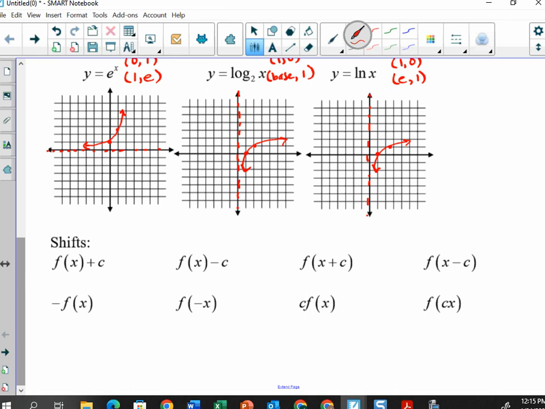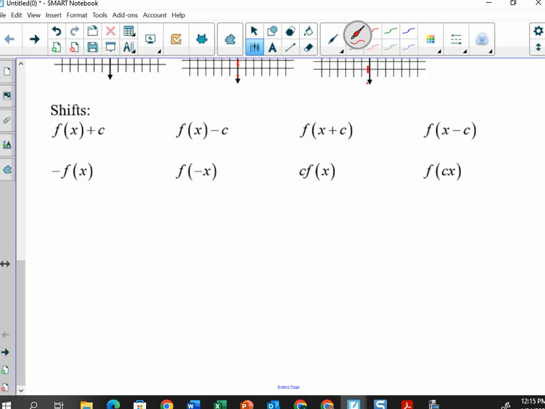Okay, shifting. So guys, those are the parent graphs. We're going to graph equations now by shifting those parent graphs. I think you know all of these, but I want to make sure we go through it. So f of x plus c. If you have plus some number outside of your x thing, what does it mean? Upwards. Yes, so this one is up c. What do you think f of x minus c means? Yes, down by c.